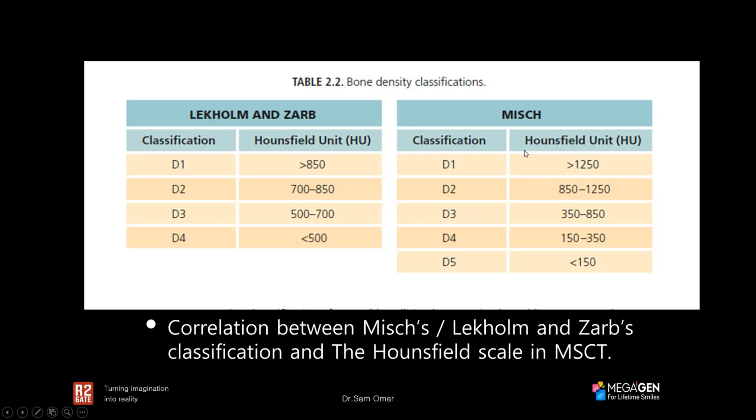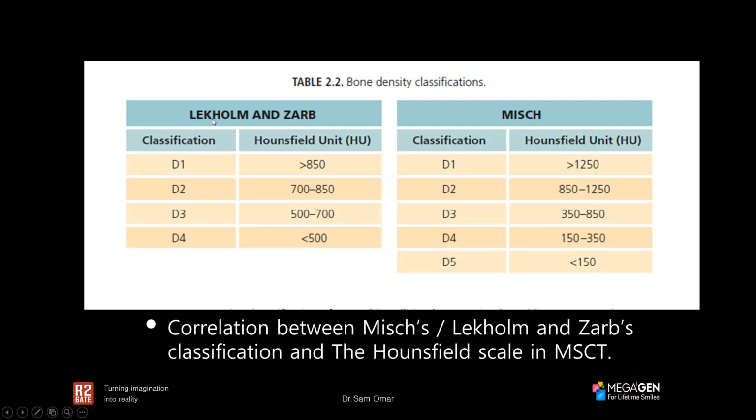The problem with Hounsfield units is that they use numbers, and we as clinicians are not really used to using numbers. So let's say, for instance, if I tell you that the bone density in this site is 850. What does that mean? In order for you to understand what the number means, you have to go to one of these classifications, whether Lekholm-Zarb classification or Misch's classification.